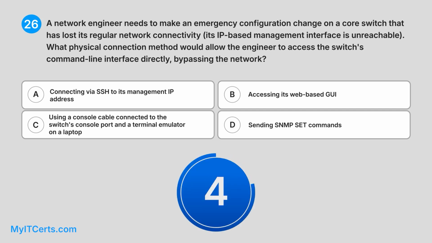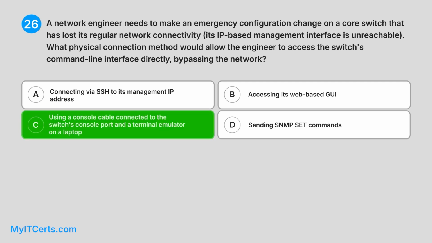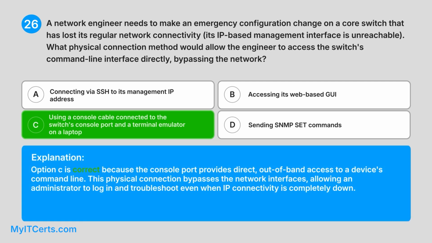What do you think is the answer? Correct answer, C, using a console cable connected to the switch's console port and a terminal emulator on a laptop. Explanation. Option C is correct because the console port provides direct out-of-band access to a device's command line. This physical connection bypasses the network interfaces, allowing an administrator to log in and troubleshoot even when IP connectivity is completely down.